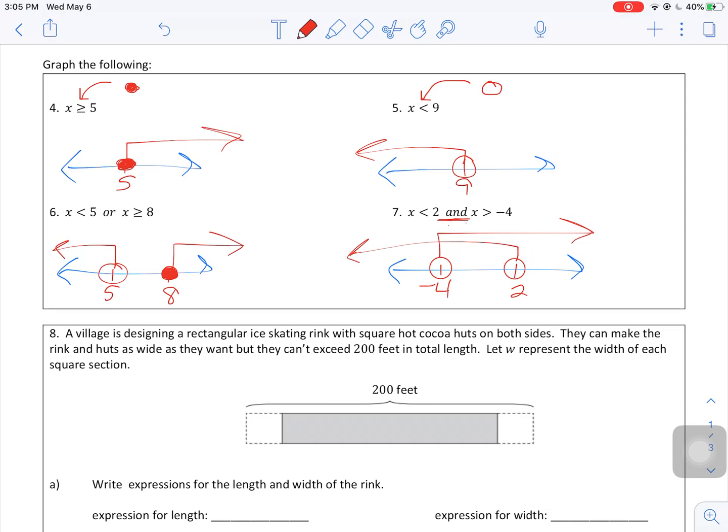Since this is an and problem, our final answer is the overlap of our two graphs. So our final answer would be, let me change colors here, right here, this in-between part. So it's only the overlap of the two lines.